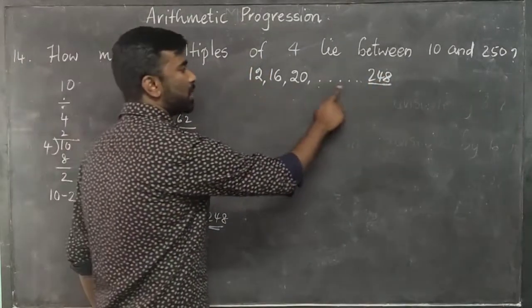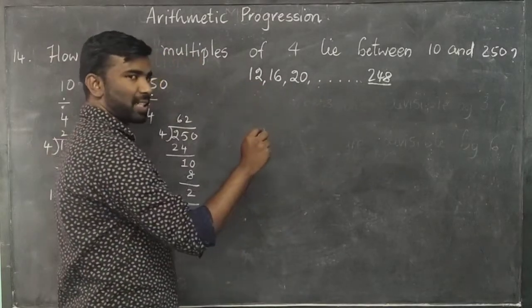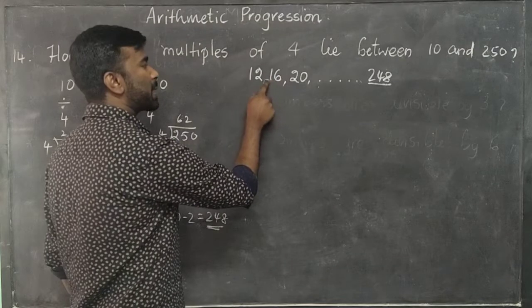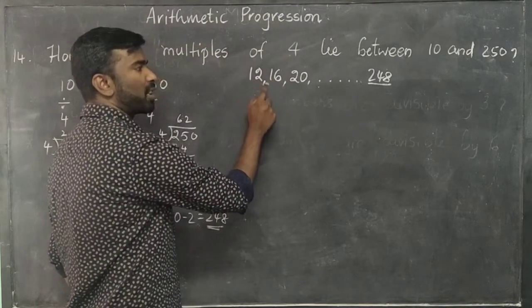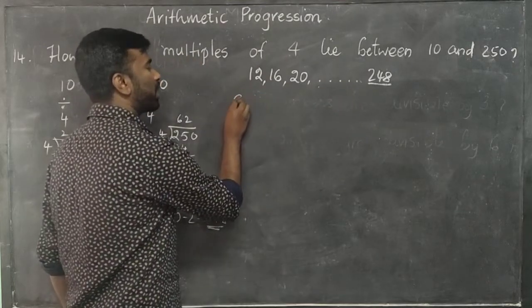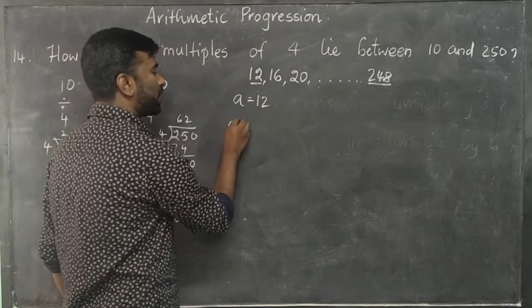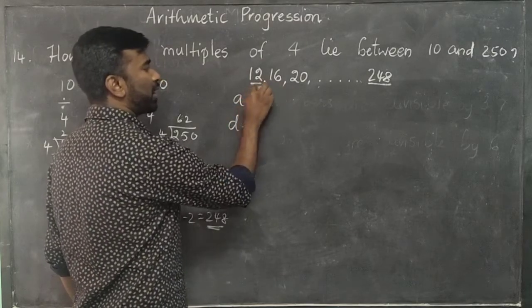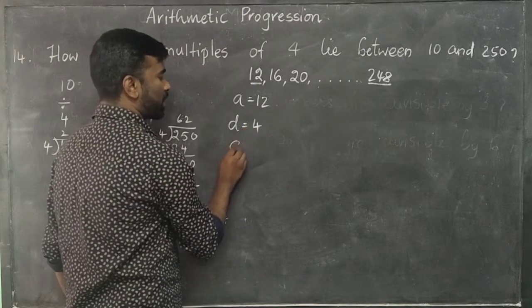Students, this list of numbers forms an AP because the common difference exists. What is the common difference? 16 minus 12 is 4. 20 minus 16 is 4. Common difference exists. Therefore, this is a list of numbers which forms an AP. What is the first term? The first term A equals 12. Then D equals A2 minus A1 or A3 minus A2. We get 4.